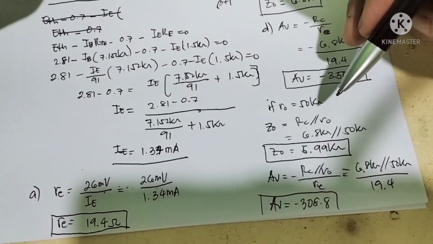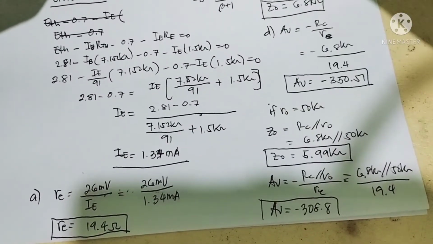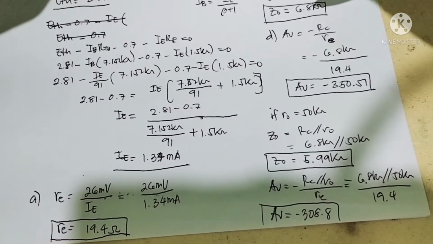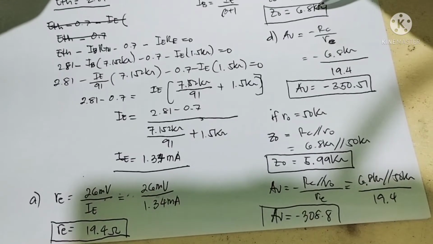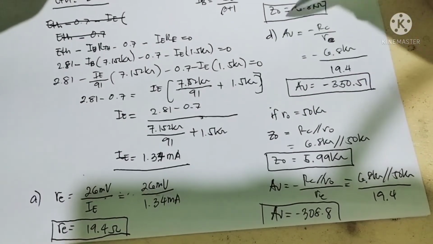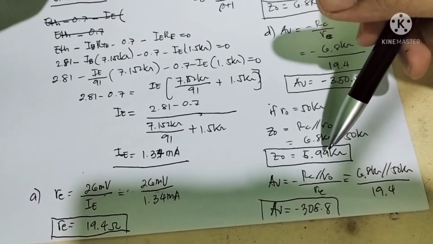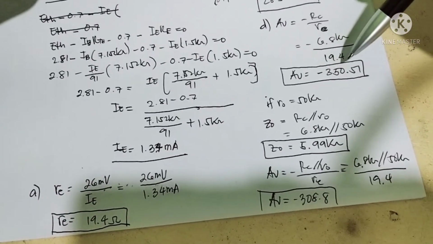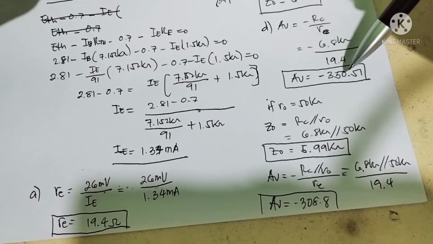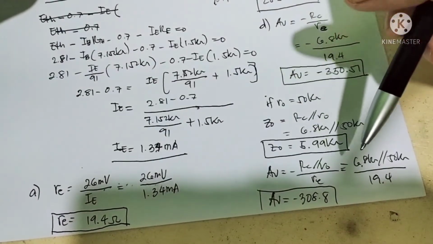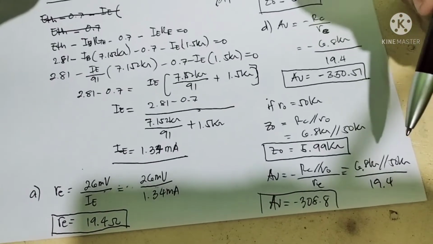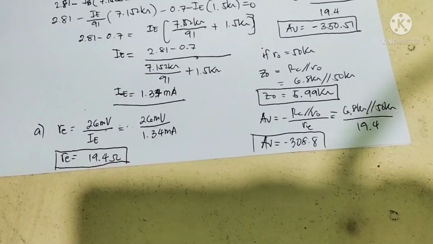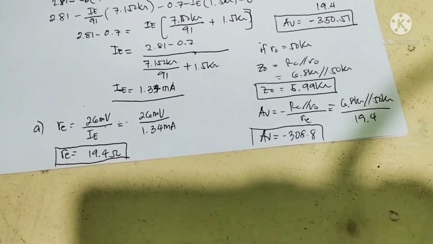As you can see, we have a comparison between neglecting RO and with the value of RO equal to 50K. There's a slight difference. If we neglect RO, we've got an output impedance of 6.8, but with RO equal to 50K, it is almost 6 kilo ohms. And for the voltage gain, if we neglect RO, it is negative 350. And if we include RO, which is equal to 50 kilo ohms, the voltage gain is equal to negative 308.8.